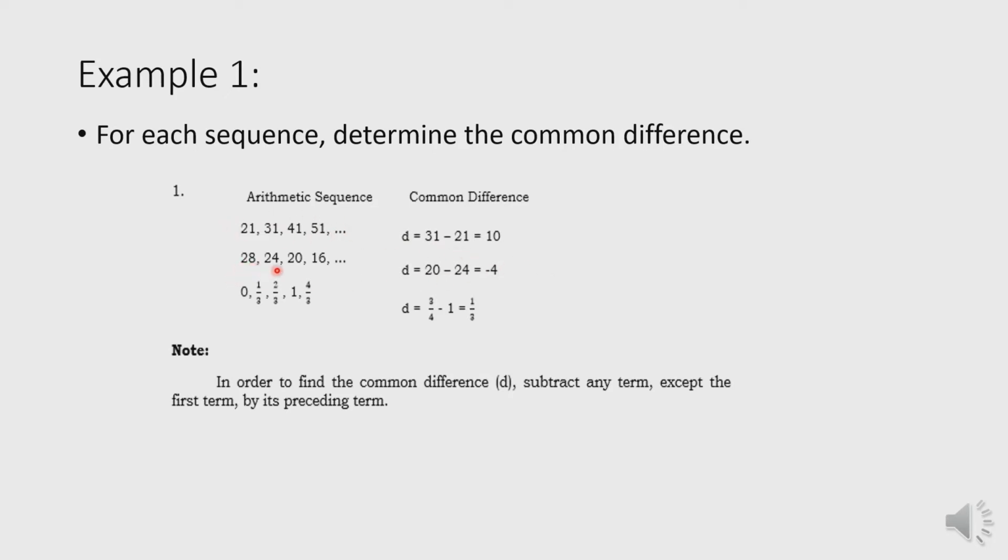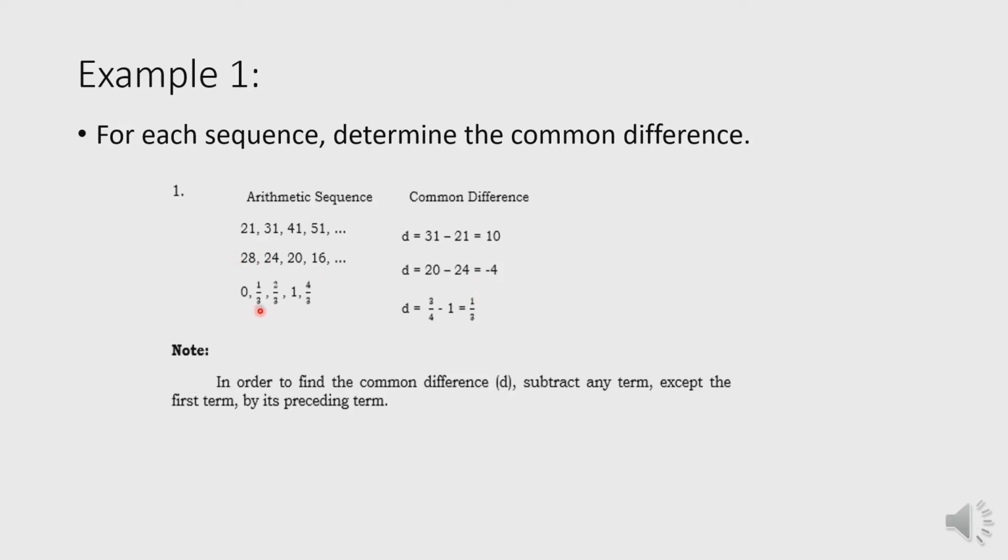Okay, the next is 28, 24, 20, and 16. If you take the difference between 24 and 28, you have to subtract the term, 24, by the preceding term, 28. So 24 minus 28, you have negative 4. Or 20 minus 24, it's still negative 4. Or 16 minus 20, it's still negative 4. So the common difference of this sequence is negative 4.